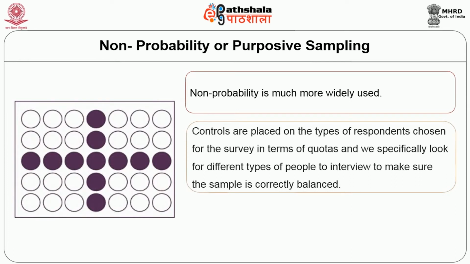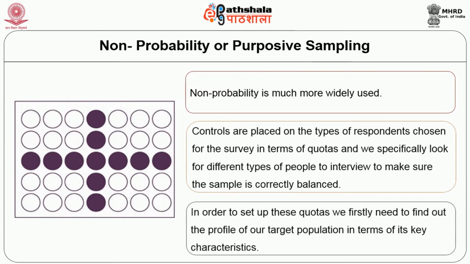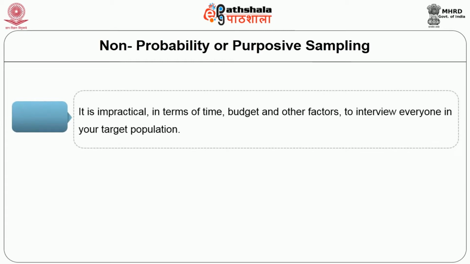Controls are placed on the types of respondents chosen for the survey in terms of quotas, and we specifically look for different types of people to interview to make sure the sample is correctly balanced. In order to set up these quotas, we firstly need to find out the profile of our target population in terms of its key characteristics.